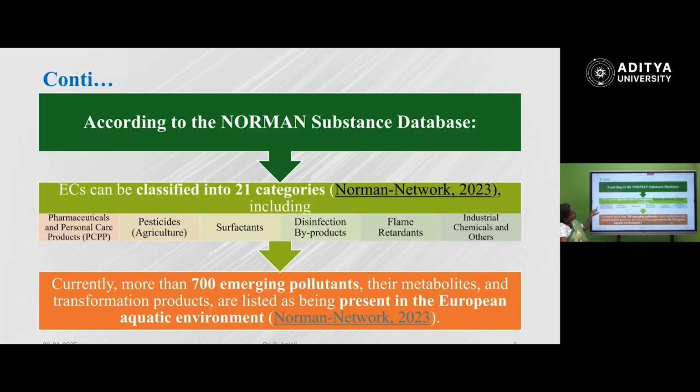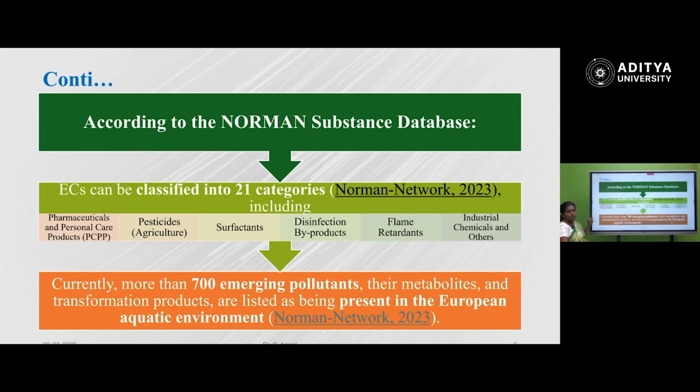Among this, you can go to the Norman Substance Database website. It classifies emerging contaminants into 21 categories. I listed a few here. You can see the pharmaceutical and personal care products, which we simply call PCPP. Agriculture, so pesticides will come from agriculture runoff. Then you can see the surfactants, disinfection byproducts, flame retardants and industry chemicals, and so many others. Whichever are important, I have given here.